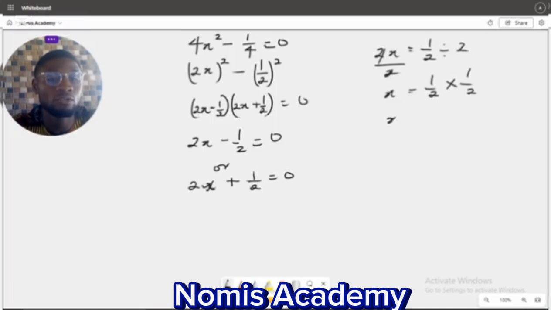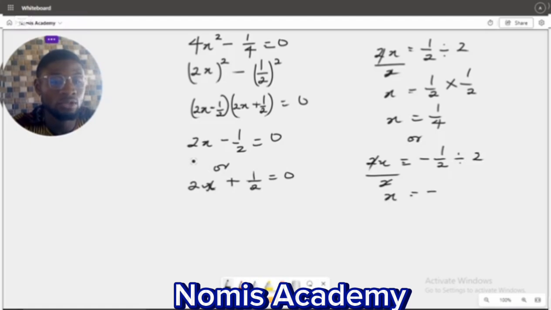So let's check the second one. That is the OR. When we have 2x plus 1 over 2 equals 0, it becomes 2x equals minus 1 over 2. Now I can divide both sides by 2. So 2 cancels 2, and I'm left with x equals minus 1 over 2 divided by 2. Now this division can change to multiplication, such that 2 over 1 becomes 1 over 2 as well. So x is equal to minus 1 over 4.